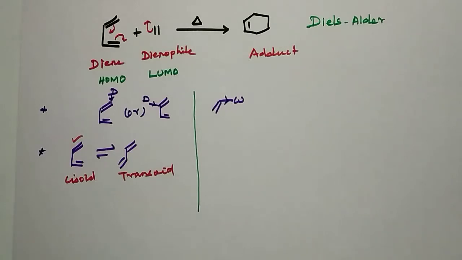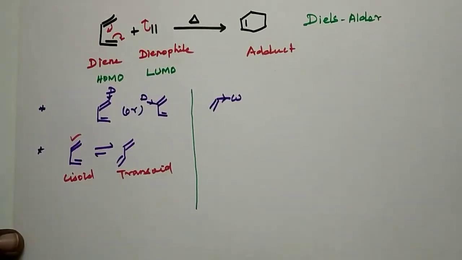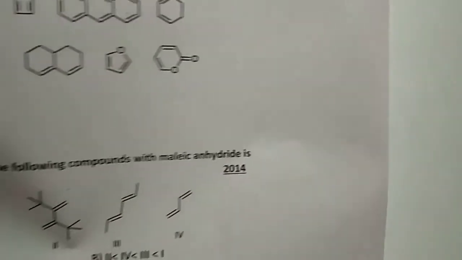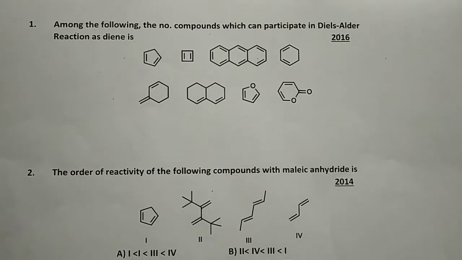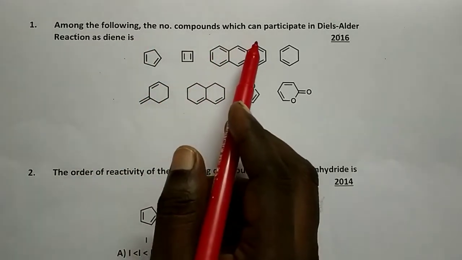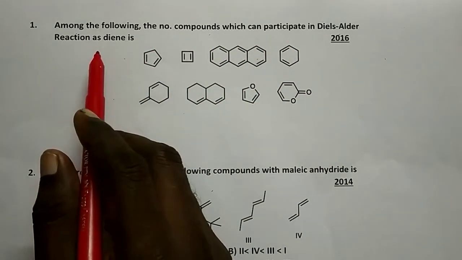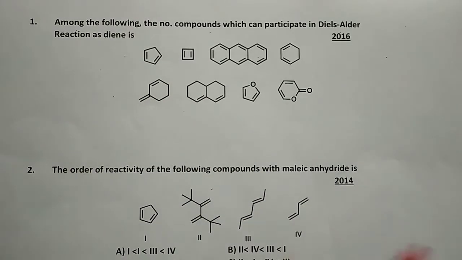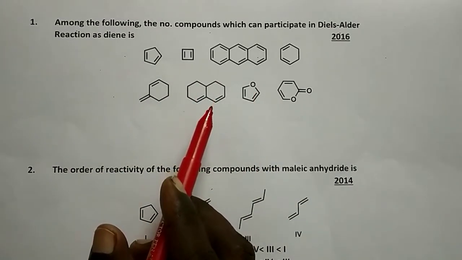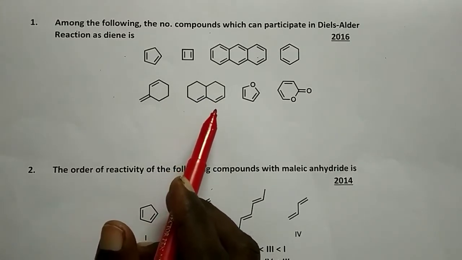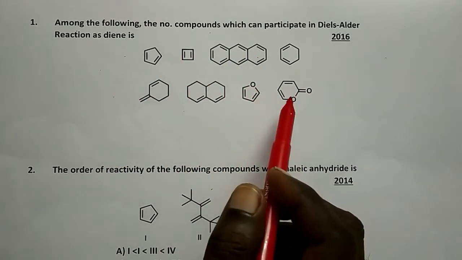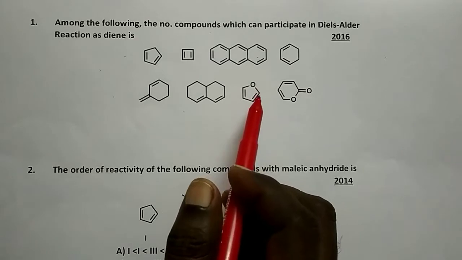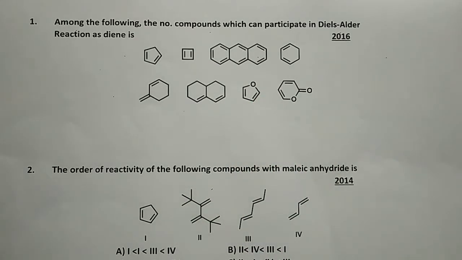Now before getting into the next step, let's see this problem. It was asked in 2016, the first question. Among the following, the number of compounds which can participate in Diels-Alder reaction as diene is. There are several dienes given, and the total number of dienes which can be used is what we need to find out.